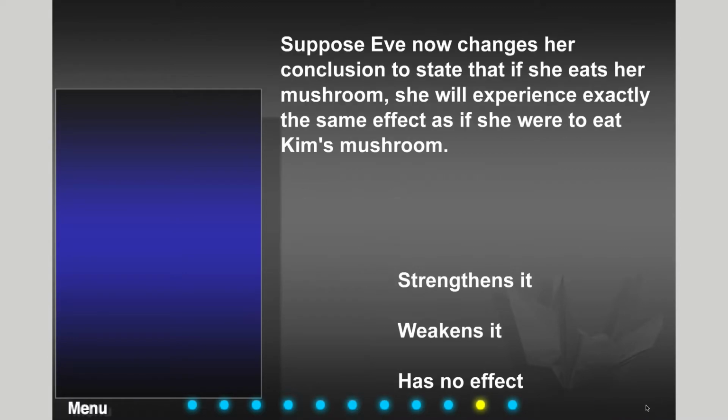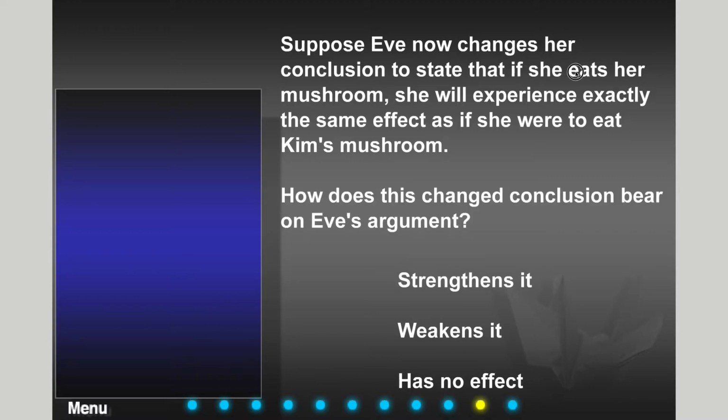That's our new principle. So suppose Eve now changes her conclusion to state that if she eats her mushroom, she will experience exactly the same effect as if she were to eat Kim's mushroom. Note how specific this conclusion is. The exact same experience. Now, as we know from popular culture, and perhaps you know from friends and so on, under the state of drugs, people experience vastly different things, whether those medications are legal or illegal. That's what can make it difficult to diagnose and give medications for everything from the common cold to depression and so on. So I'll keep my examples to legal drugs, right?